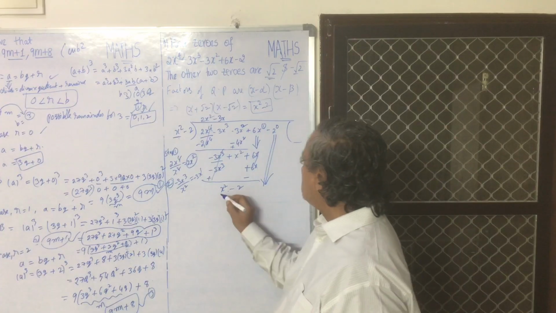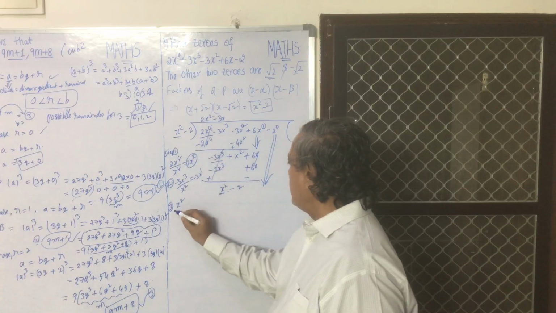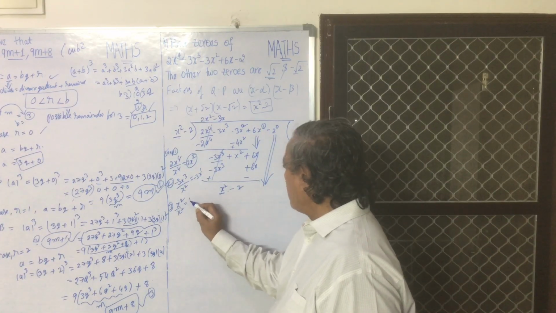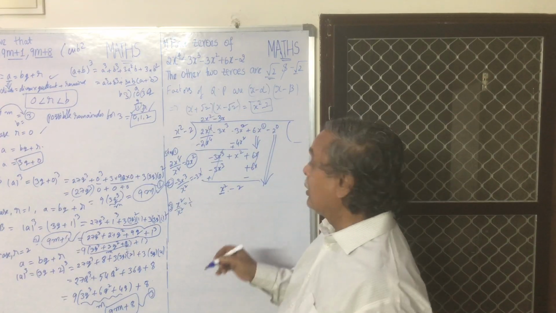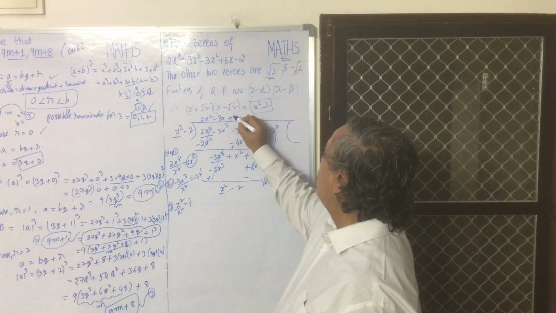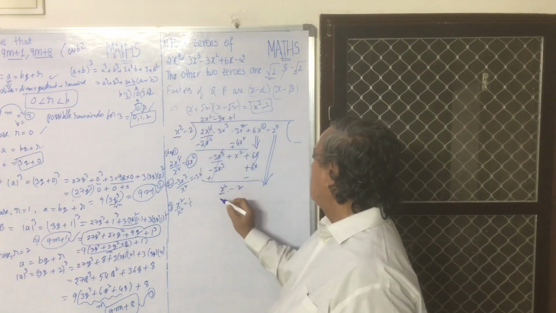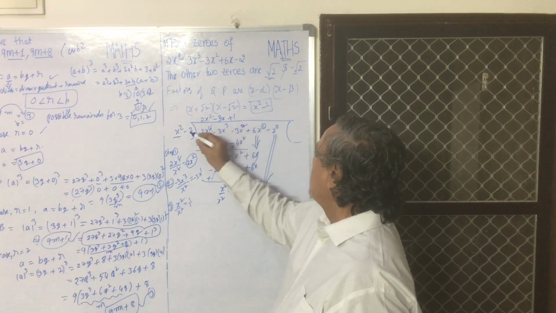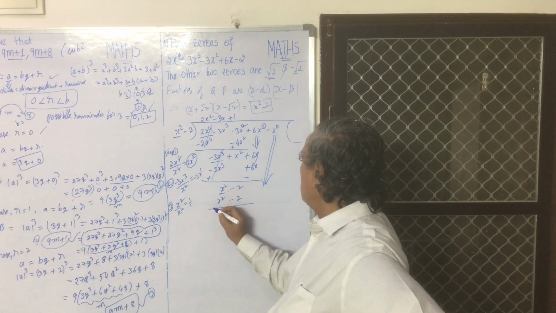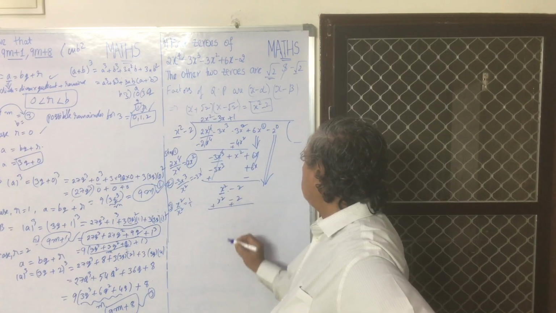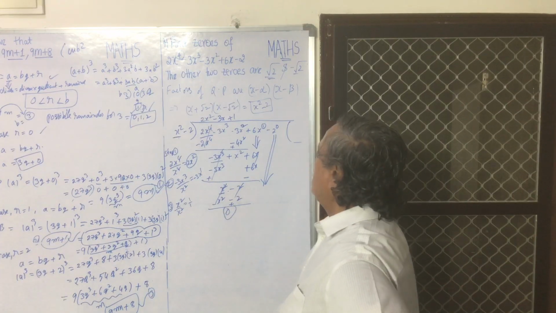Then take the third step. x square by x square is 1, plus 1. 1 into x square is x square, and 1 into minus 2 is minus 2. Change into plus 2, minus, plus, cancel, and we get remainder 0.